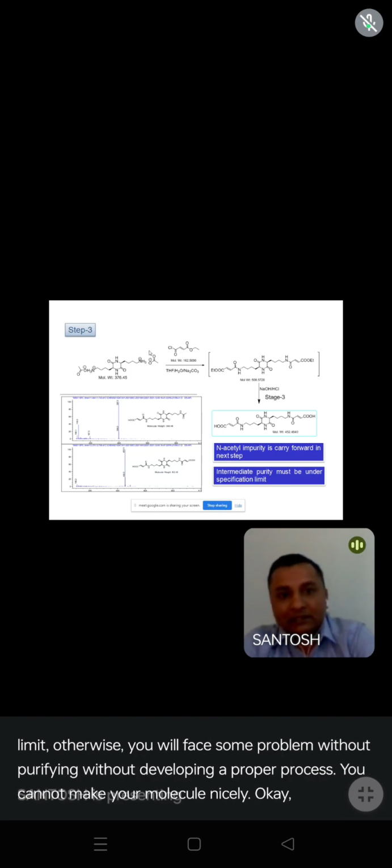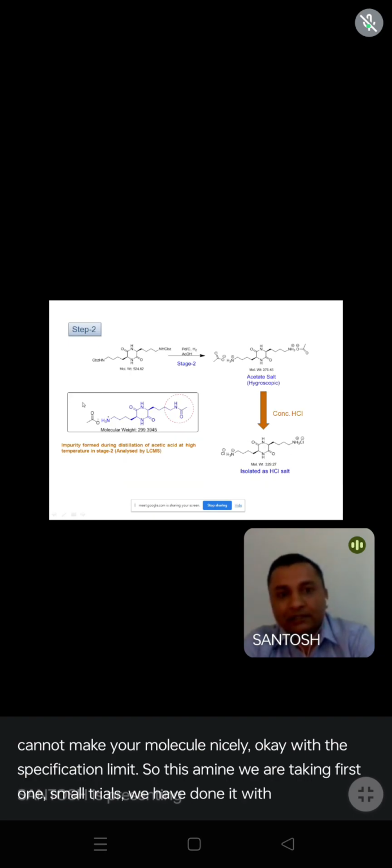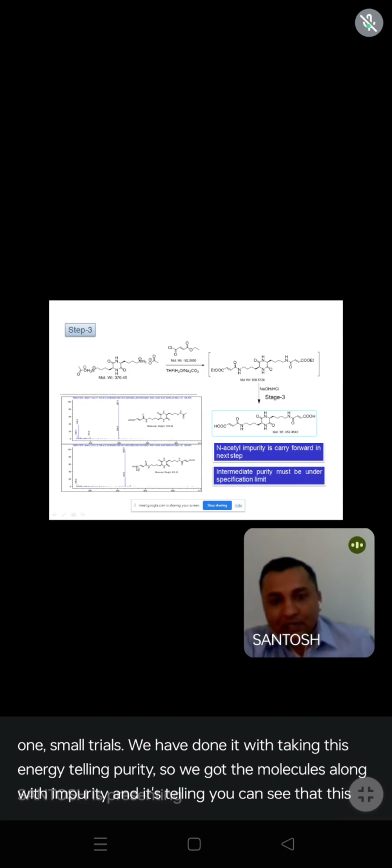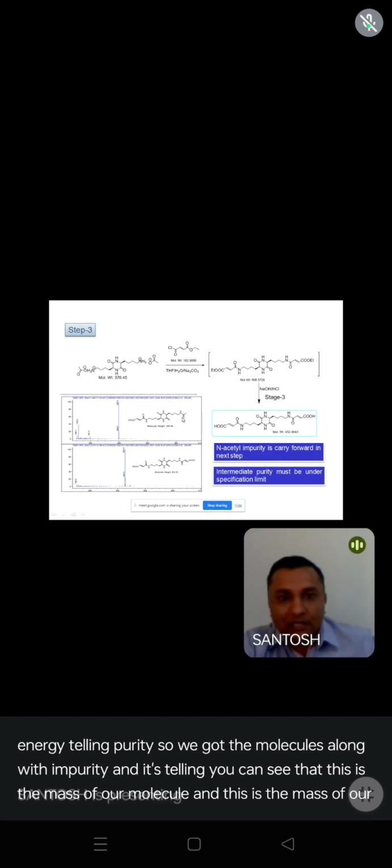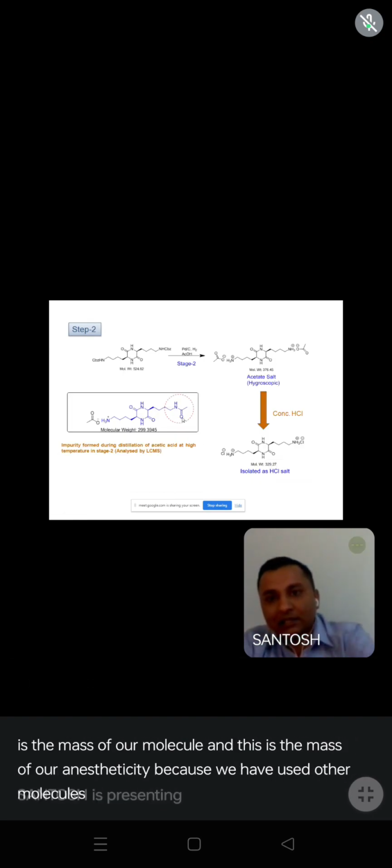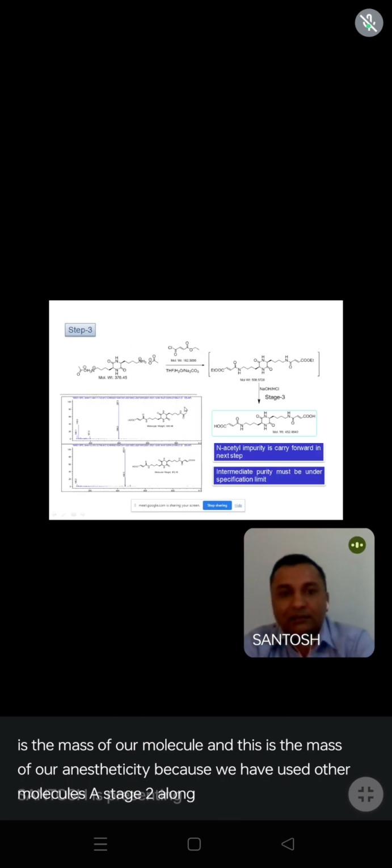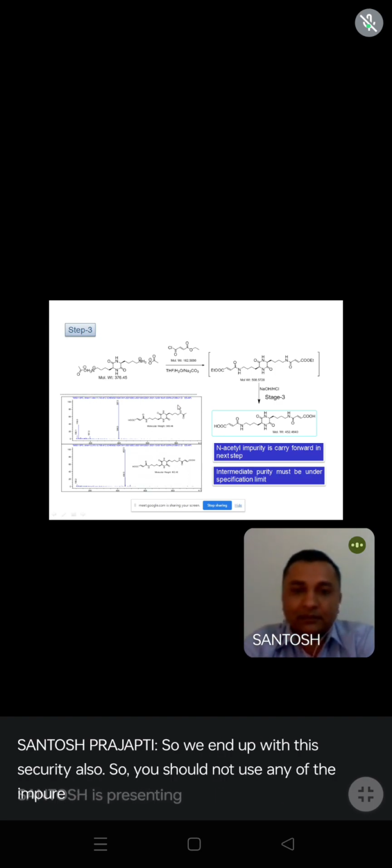With the specification limit, so this amine we are taking. First, even in small trials, we took this N-acetyl impurity along, so we got the molecule along with the impurity. You can see that this is the mass of our desired molecule and this is the mass of our N-acetyl impurity, because we used the stage 2 molecule along with the N-acetyl impurity. So we ended up with this impurity also. You should not use any impure molecule for the next step.